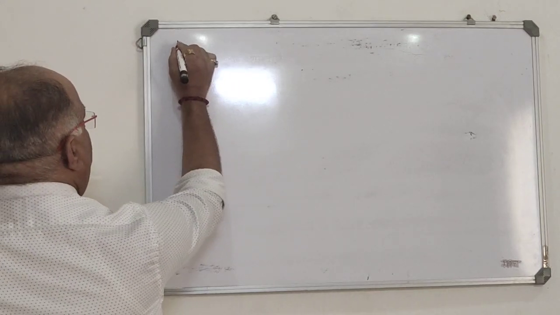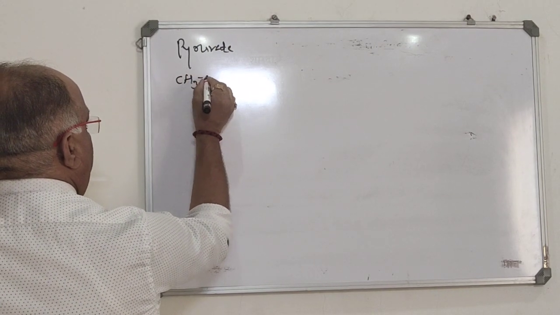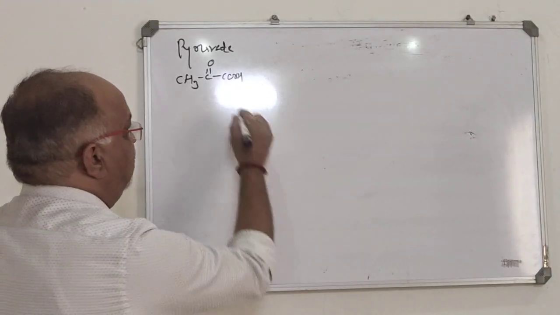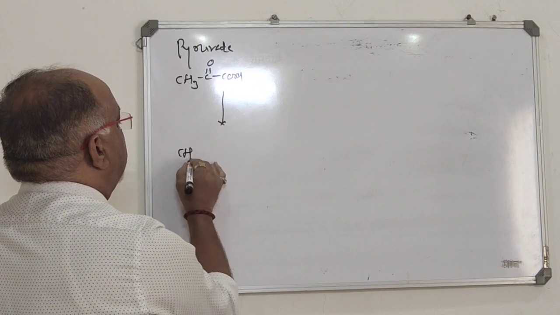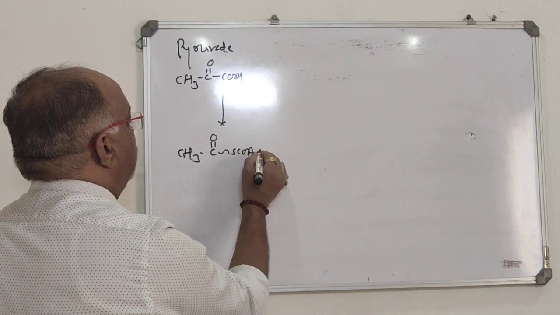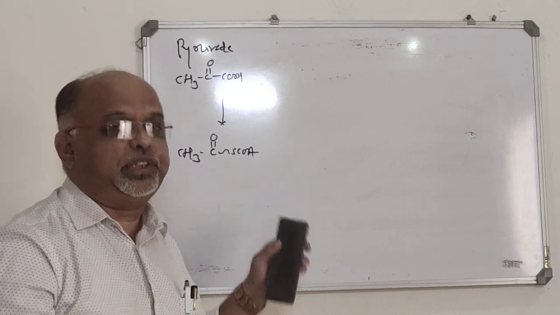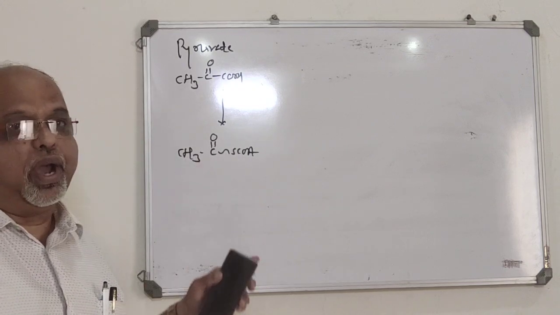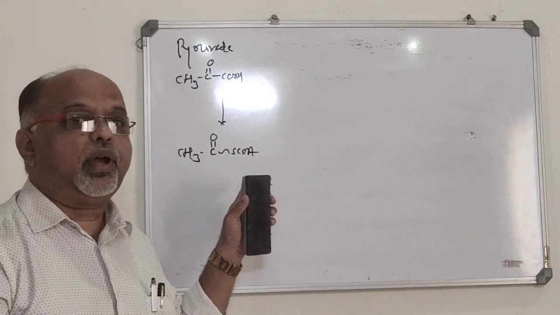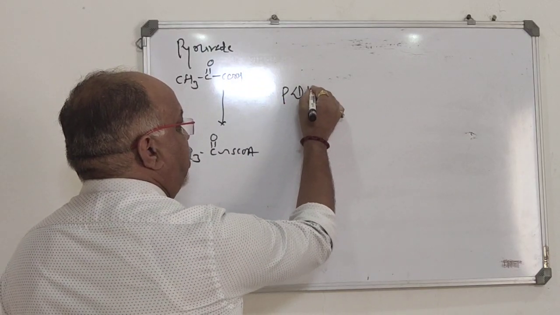So pyruvic acid, that is pyruvate, CH3 C double bond O COOH. How is it converted into acetyl CoA, that is CH3 C double bond O, high energy bond, SCoA? So this is pyruvic acid, this is acetyl CoA. But this is not a simple reaction. Actually, this requires a multi-enzyme complex for conversion into acetyl CoA, and that multi-enzyme complex is known as the PDH complex.